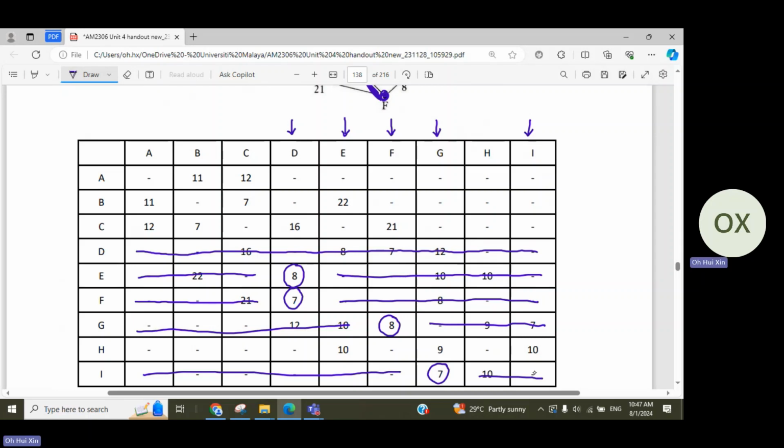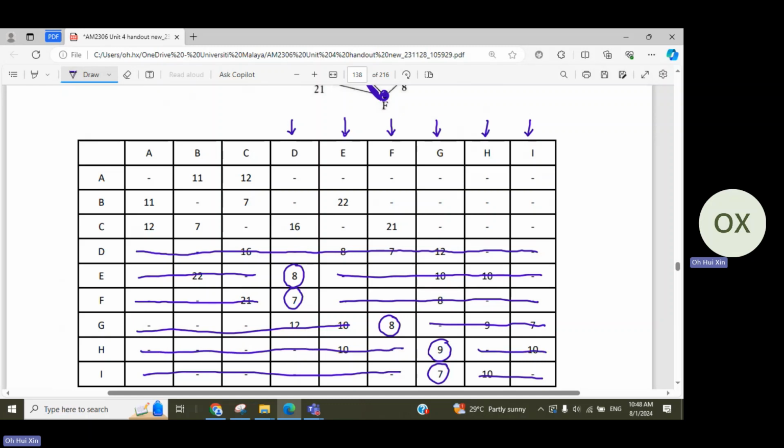Okay. So now we have 5 arrows, so that's why we need to look at all the 5 columns. Okay, so for D, we are left with 16, E, we got 22 and 10, F, we got 21, G, we have 9, and I, we have 10. So among all these values in the columns, the smallest number is 9. So that's why circle 9. 9 brings us to H, so arrow at H, then you strike through the entire thing for H.